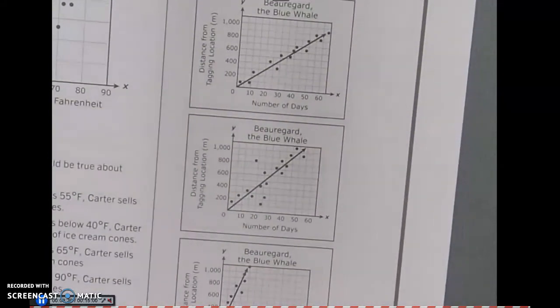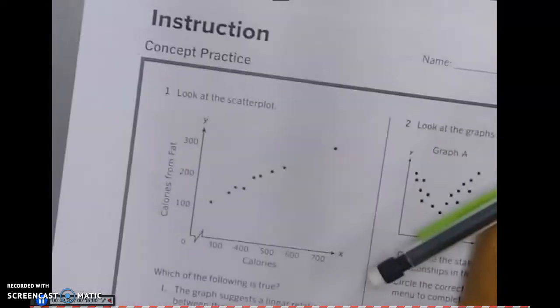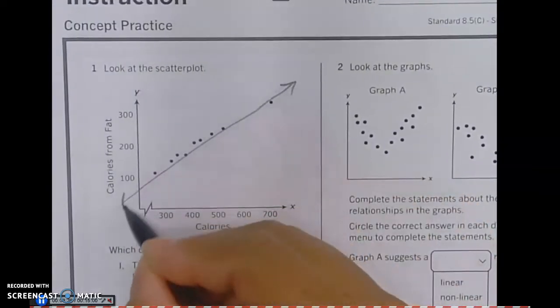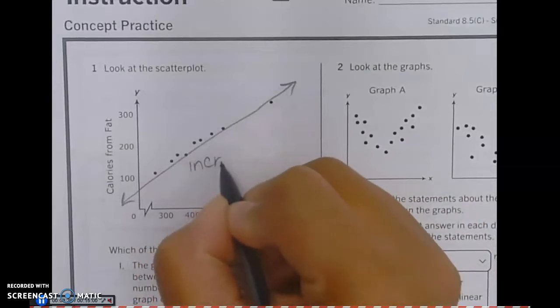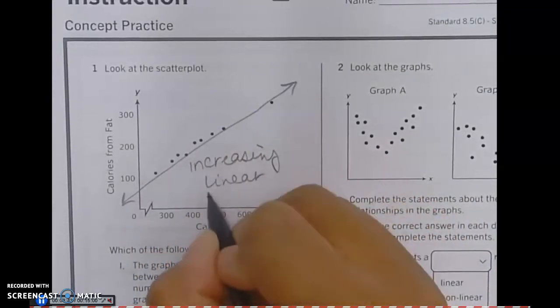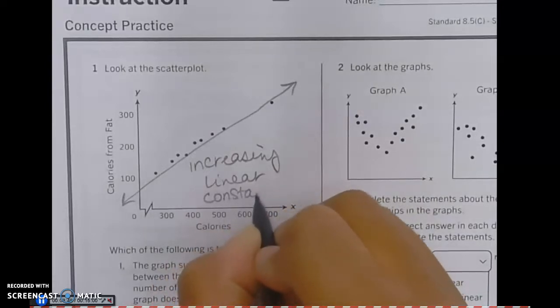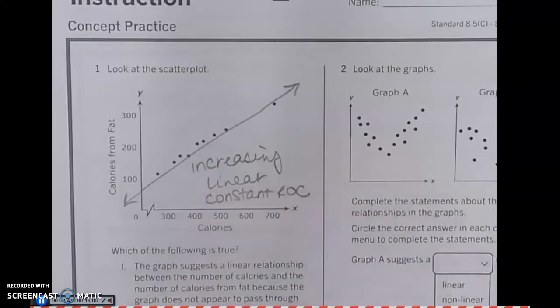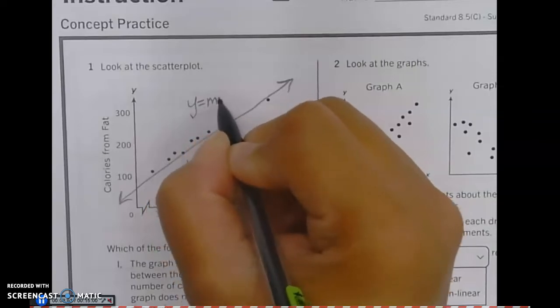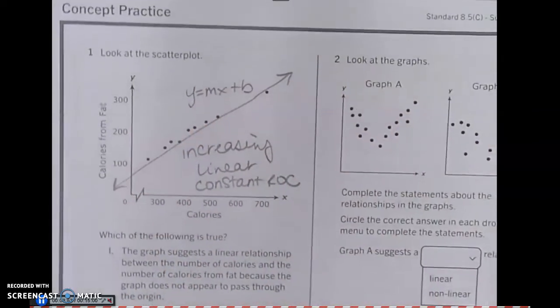Page 122, number 1. This appears to be going at an increasing linear rate. Increasing, linear, constant rate of change. And it could be formed with y equals mx plus b.